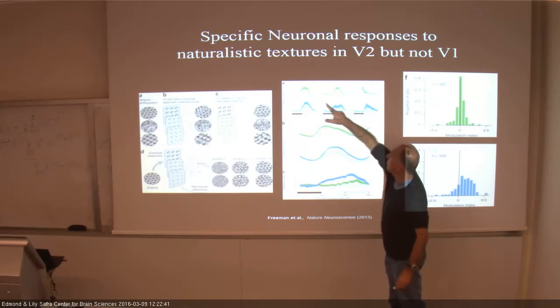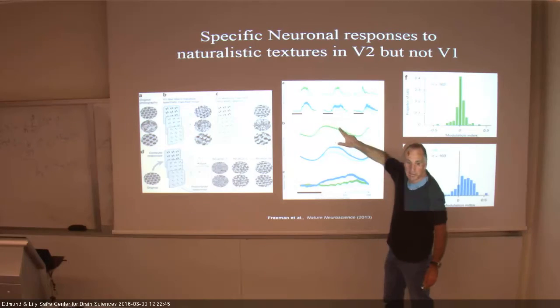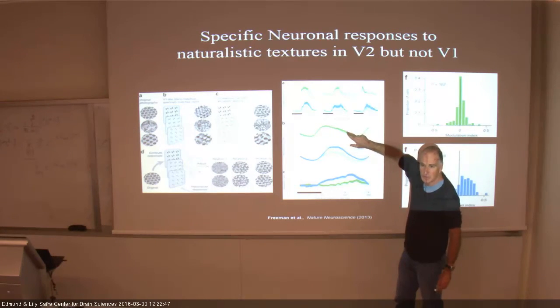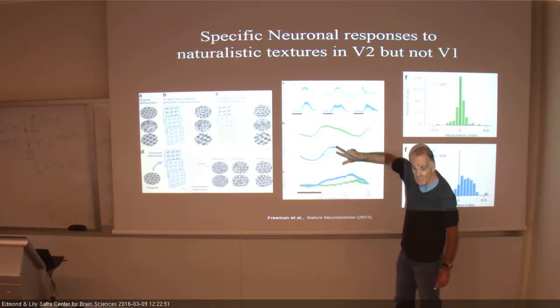For one cell, for many cells. So that's one cell, that's another cell, that's another cell. Here's 102 cells in which you don't see a difference between the two images. And in 103 cells in V2 where you do see a clear difference between the two.